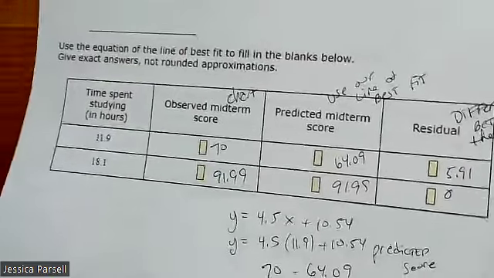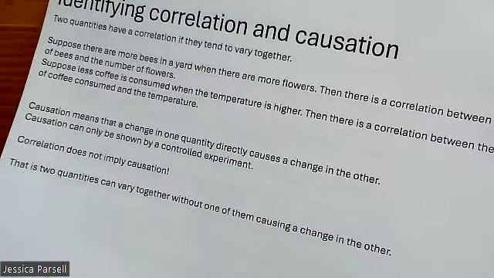All right, are we down to our last slide? We are. Okay. The last piece is identifying correlation and causation. Here's just some notes that I wanted you to have.